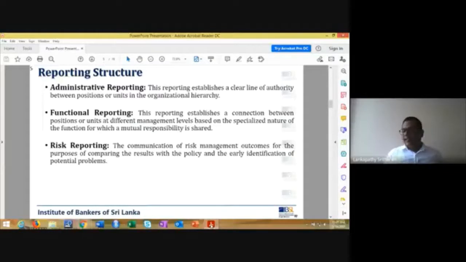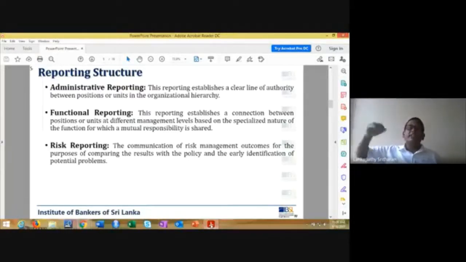Then, rather than going through administrative reporting, functional reporting will sometimes take place. Functional reporting means this particular loan requirement from the loan division of the particular branch will be forwarded directly to the regional credit committee. The regional credit committee will analyze the credit evaluation, and they may forward it directly to the DGM credit or AGM credit. The AGM credit will evaluate it, and they may report it to the centralized credit evaluation committee.